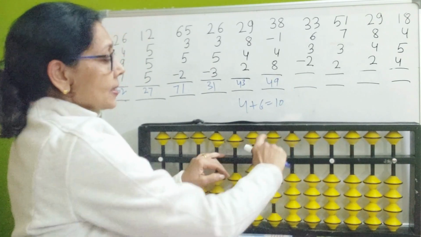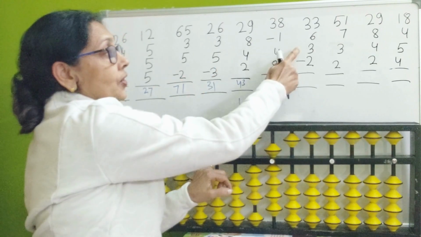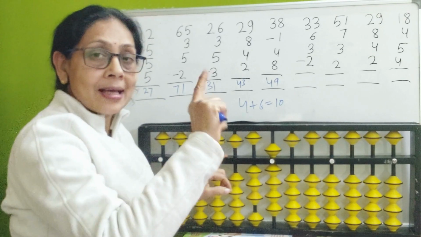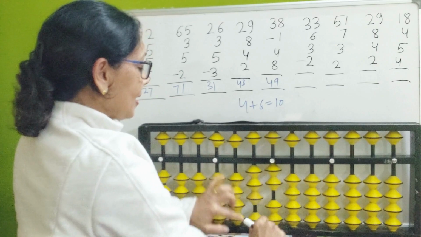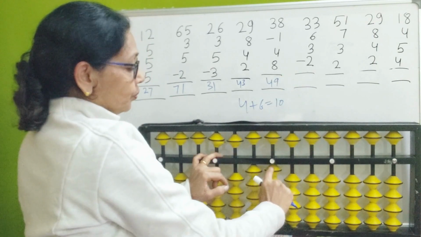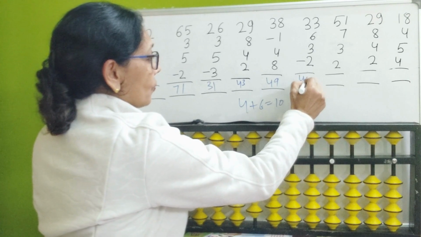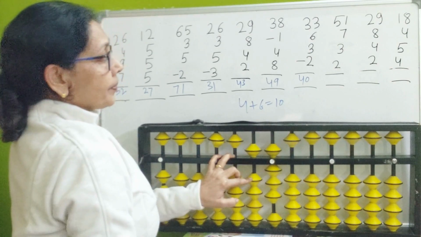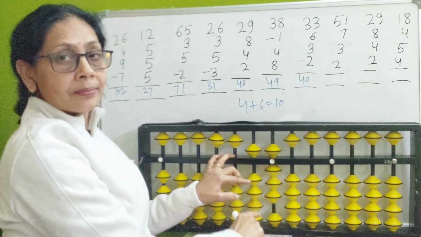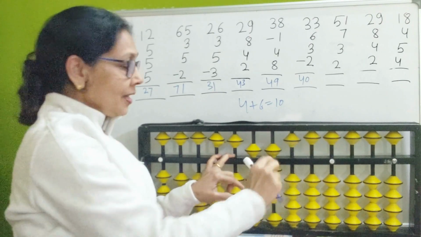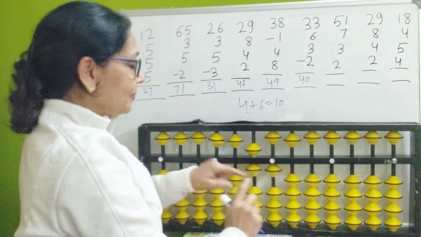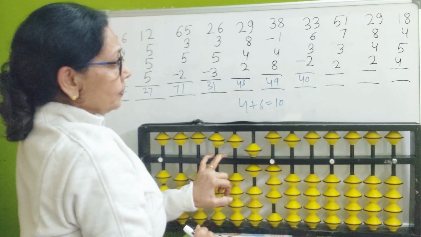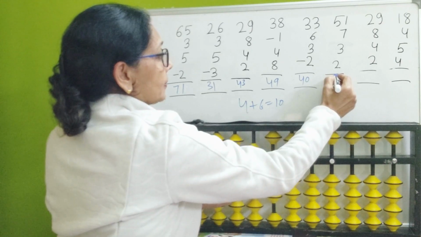33, 6. We have it. Now add 3. Don't have. Remember the friend. The friend of 3 is 7. So less 7, add 10. Less 2. Okay. So this is 40. Now 51, 7. Add 3. Don't have. Less 7, because 7 is the friend of 3. So less 7, add 10. Now 2. You have 2. So this is 63.